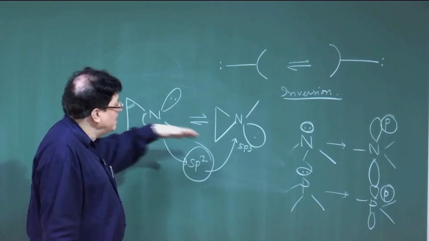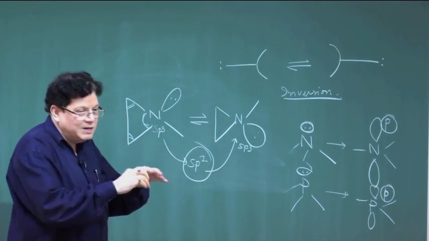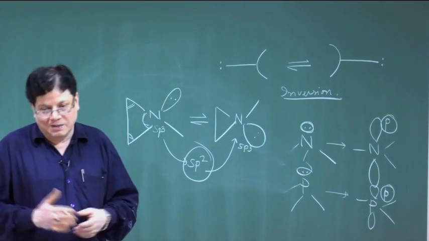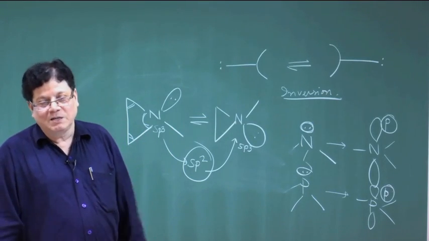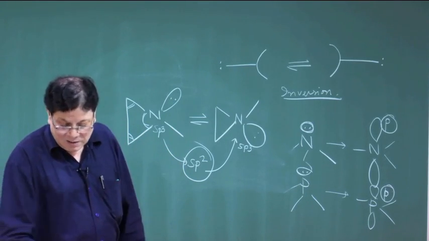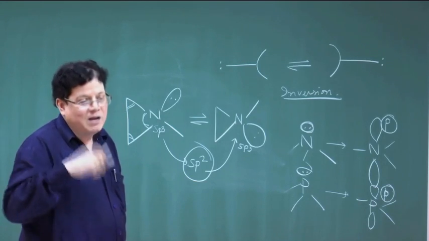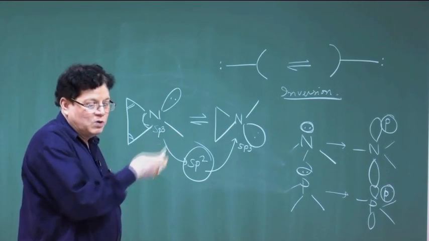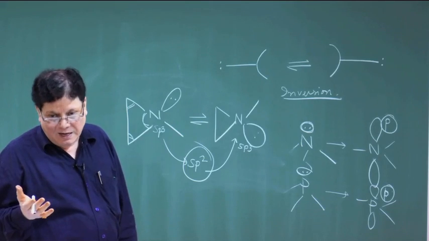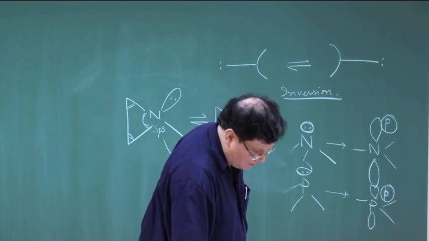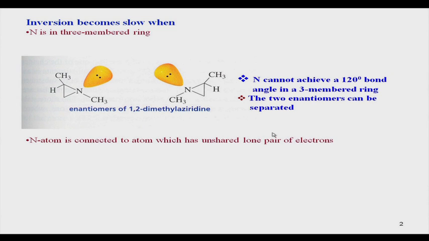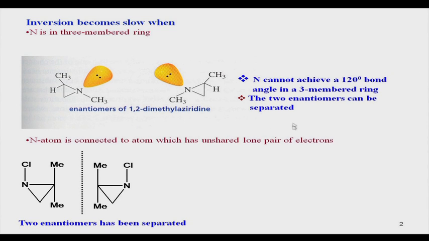So, you can conclude from here that as the ring size increases, the inversion barrier decreases. Okay. And ultimately, it will be very fast at room temperature. Suppose you take a 6 membered ring containing nitrogen, then the inversion barrier is very low, and that will almost be similar to the acyclic system, where there are 3 alkyl groups attached to the nitrogen. Okay. And in fact, in this case, the enantiomers can be separated and have been separated.